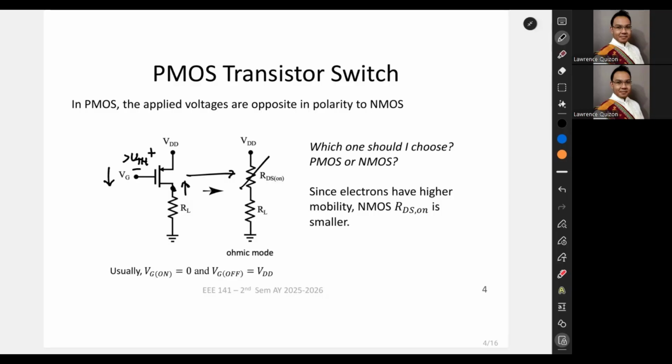Now, for most practical purposes, if you're trying to breadboard something, which one do we want to use? Is it a PMOS or an NMOS if I'm allowed to use both? Well, typically we want to use an NMOS. Why? Because electrons have a higher mobility, so for the same size of device and the same general architecture, the NMOS will have an RDS on that is smaller. And we want it to be smaller so that it doesn't affect the behavior of the circuit significantly, since we're just using it as a switch.